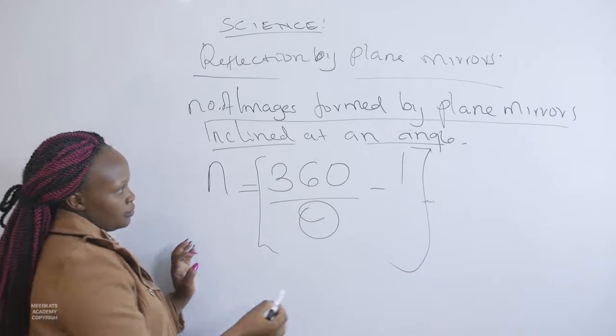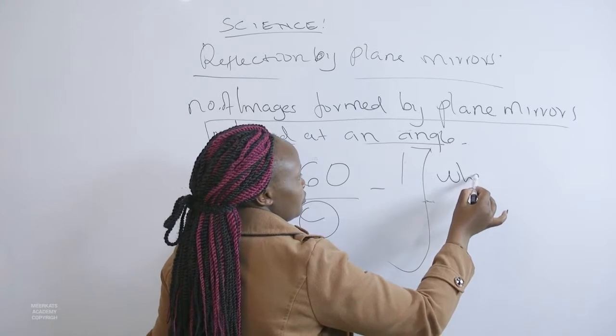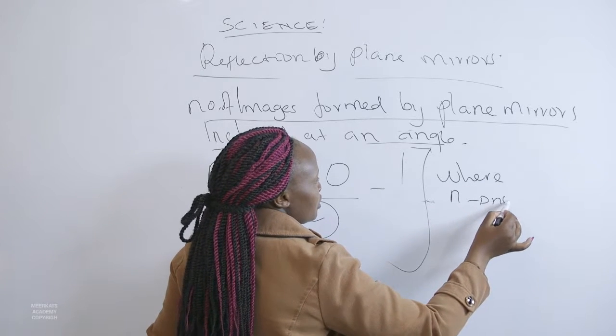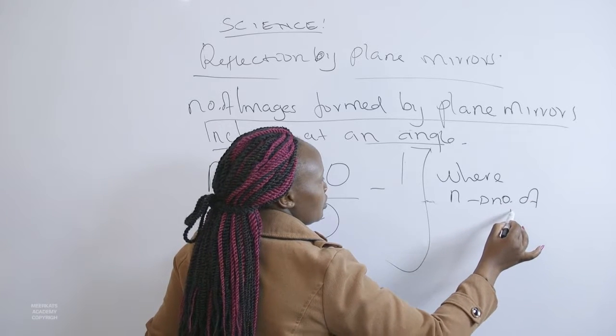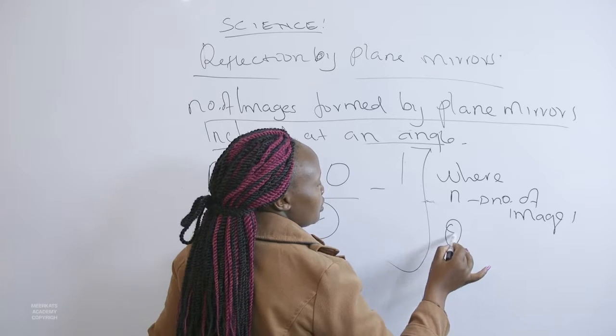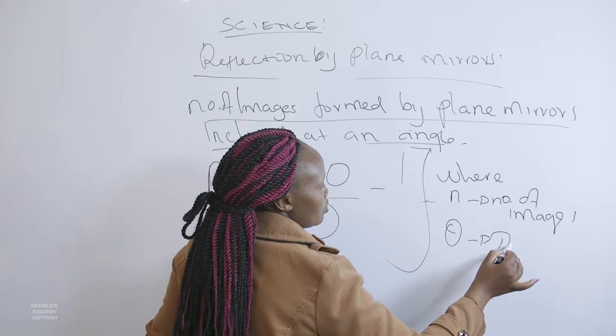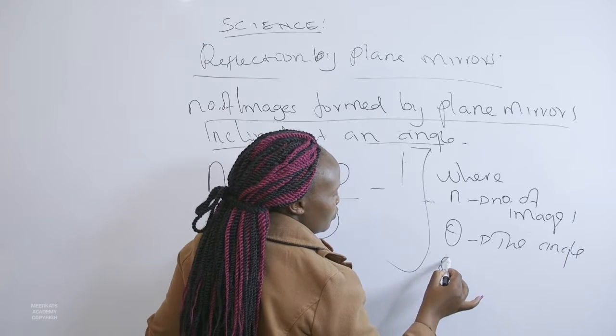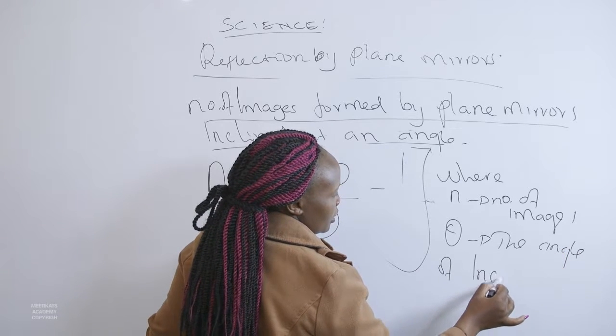Now, where n is the number of images, theta is the angle of inclination.